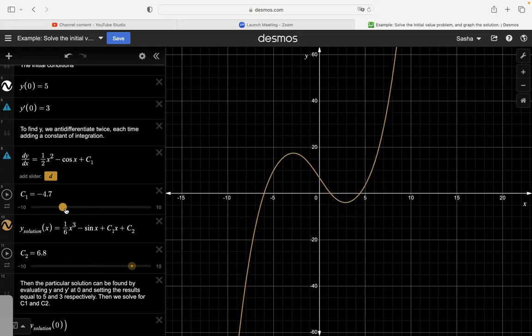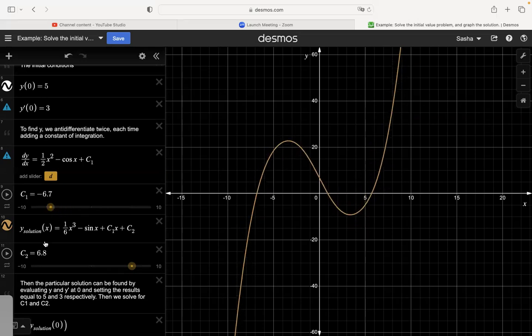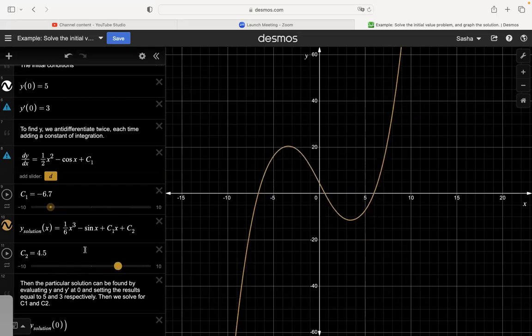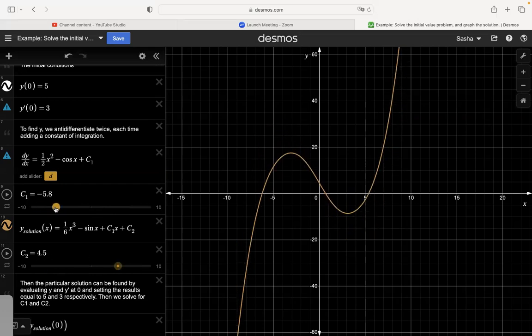So these are our solutions. This is our infinite family of solutions. For every value of C1 and C2, we have a different solution. C2 moves the graph up and down, and C1 changes the shape of the curve by changing the coefficient on the x. But that is our solution. Now we want the particular member of that family of solutions that satisfies y of 0 equals 5 and y prime of 0 equals 3.